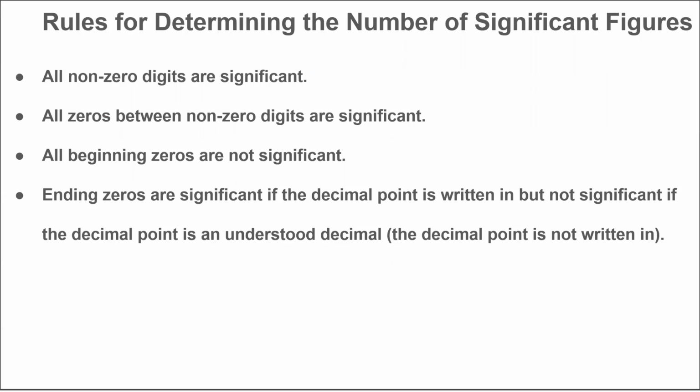And all ending zeros are significant if the decimal point is written in, but not significant if the decimal point is an understood decimal, meaning that the decimal point isn't there, but we know it would be. It's just not displayed. So there are no numbers that come after the decimal point, so to speak. For instance, when we say the number 10 or the number 11, those are understood decimals because we know that after that 0 in 10 or after the second 1 in 11, there would be a decimal point there, but it's just not displayed.